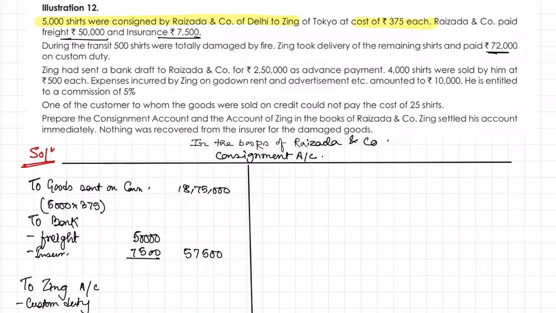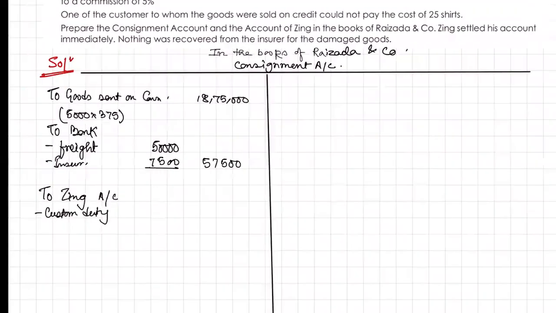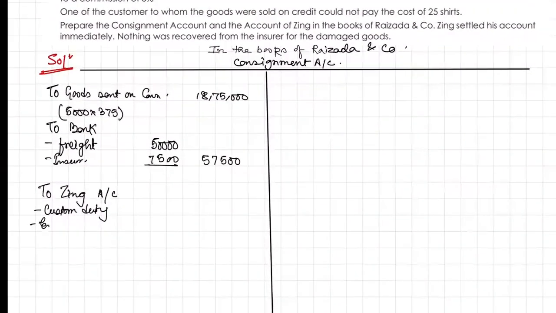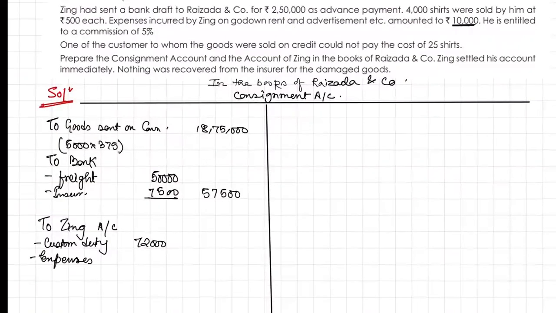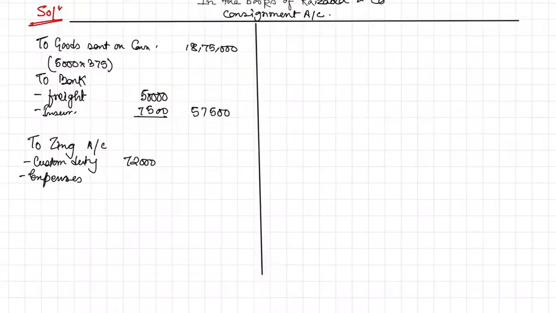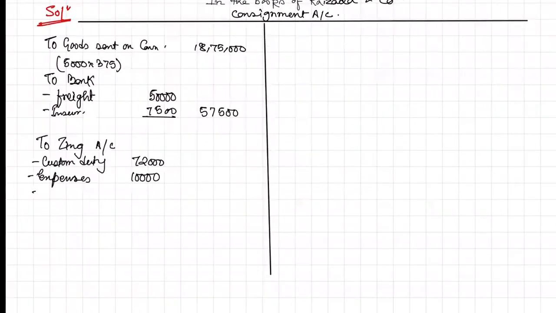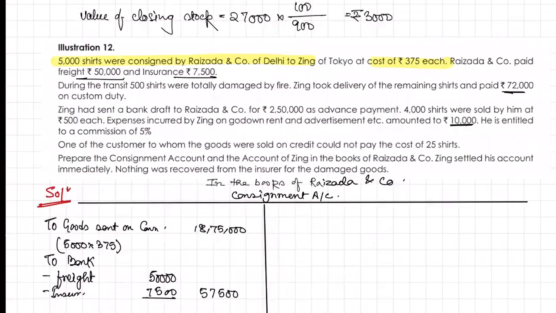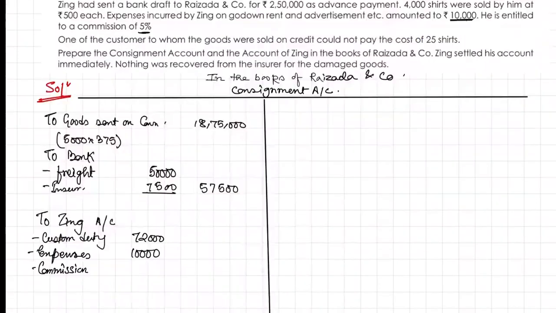No, some expenses are also done by him. Custom duty was of 72,000, correct? And expenses are of 10,000. He'll also get some commission, correct? And the commission was at the rate of 5%.